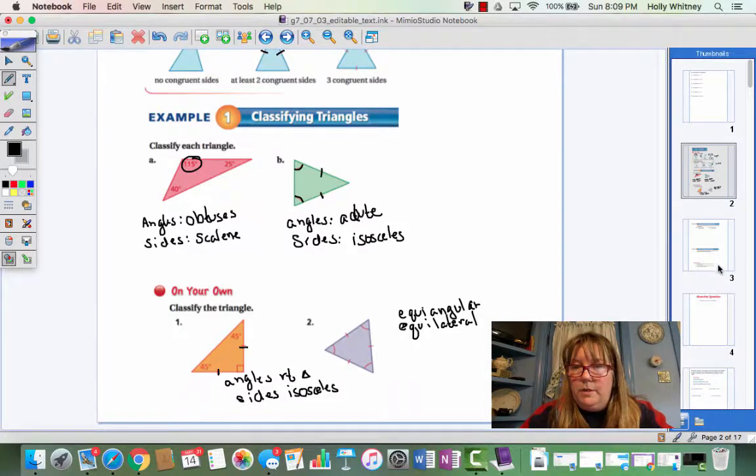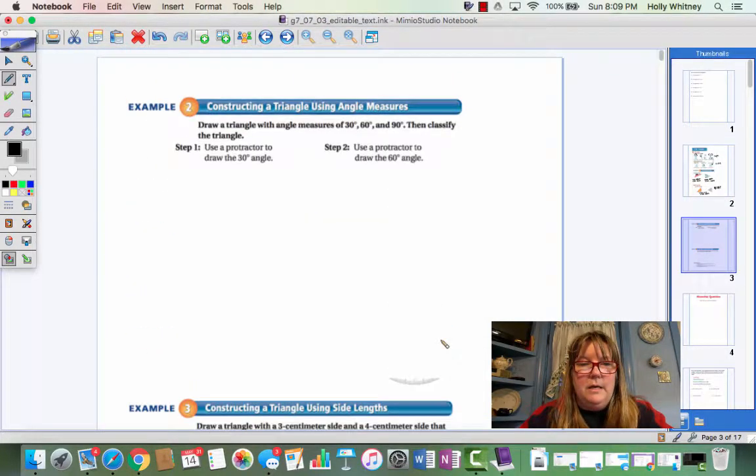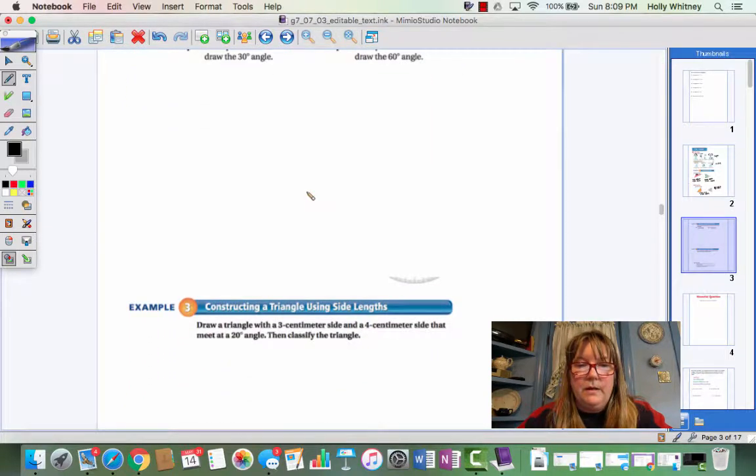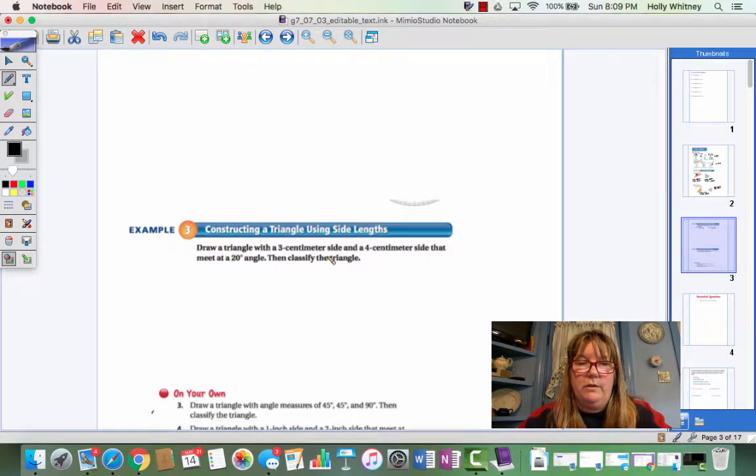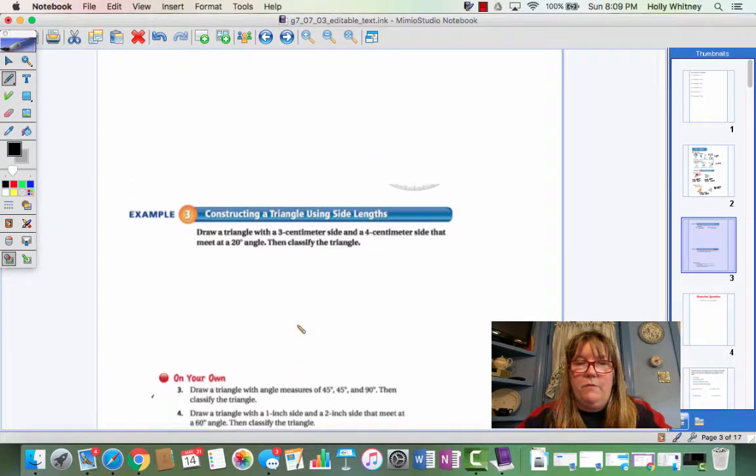Okay, let's see what page 2 has for us. So constructing a triangle using angle measurements, I'm also going to go find a video on YouTube for you to show you how to do this. And same with constructing a triangle using side lengths. I'm going to go find those on YouTube for you.